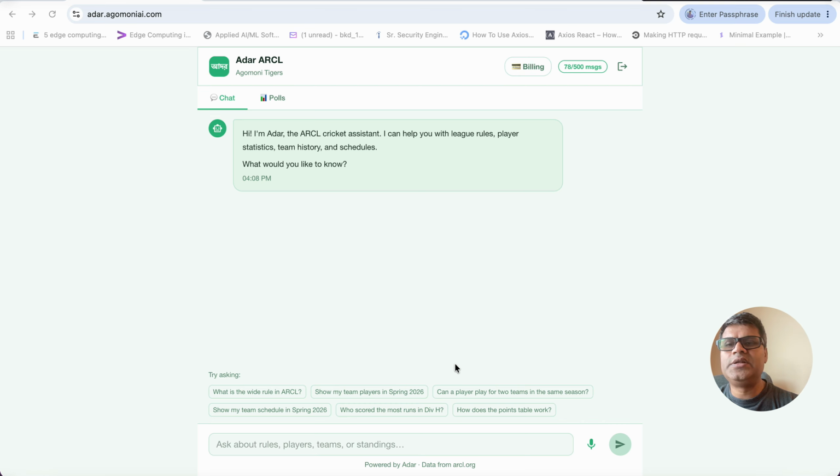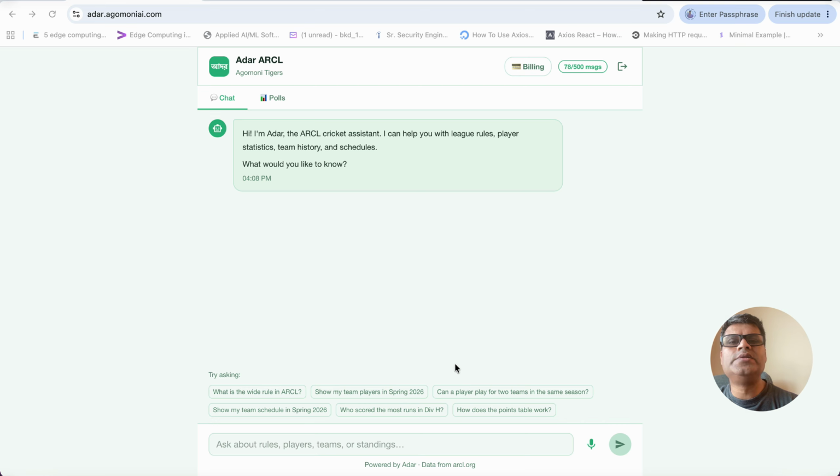It means that every team plays at least 7 matches in every season. Then there is a quarterfinal and finals for each of the divisions, right? So there are a lot of divisions, and see the amount of arrangements that the ARCL management has to go through. This assistant is built for all the personas, all the teams, the players.